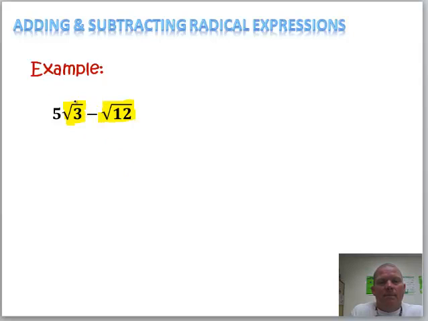So let's look at that. The square root of 3, there's no perfect squares that go into the square root of 3, so it's simplified. So I'm going to leave it 5 times the square root of 3.